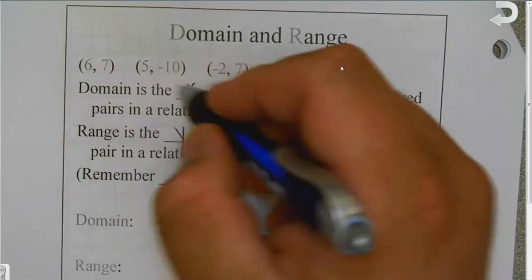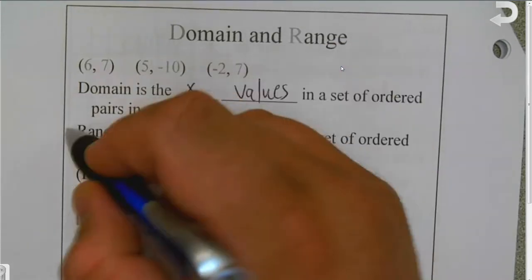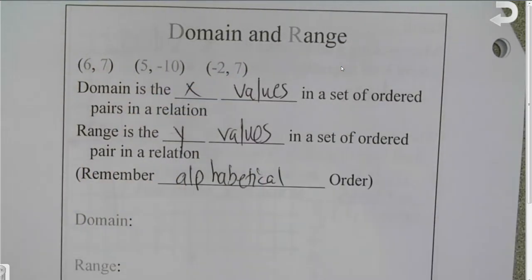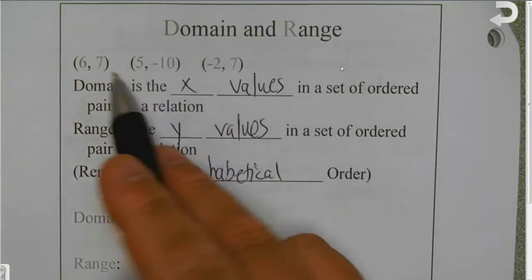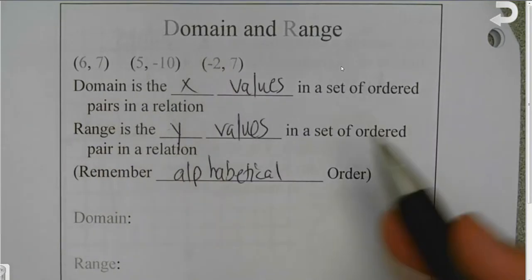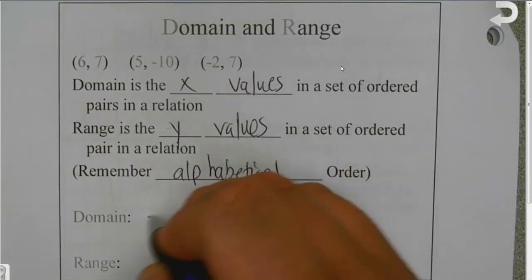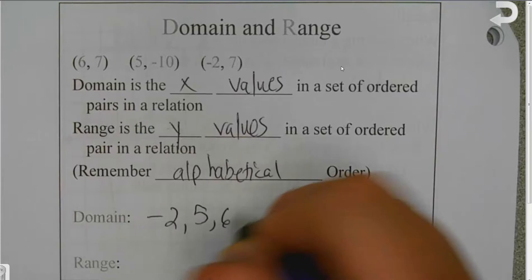So remember, domain comes first, so it pairs with the x. Range comes second, so it pairs with the y. So the domain of the set in this ordered pair set here is -2, 5, and 6.